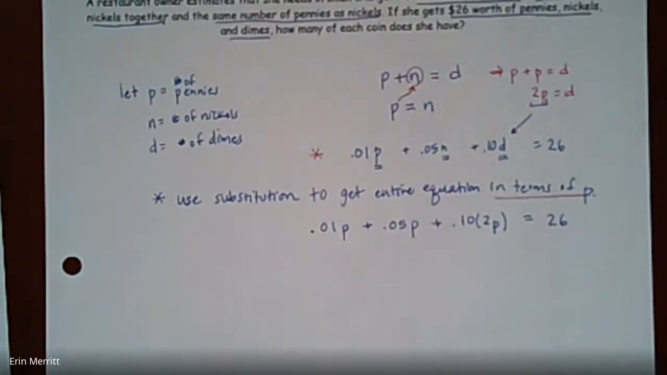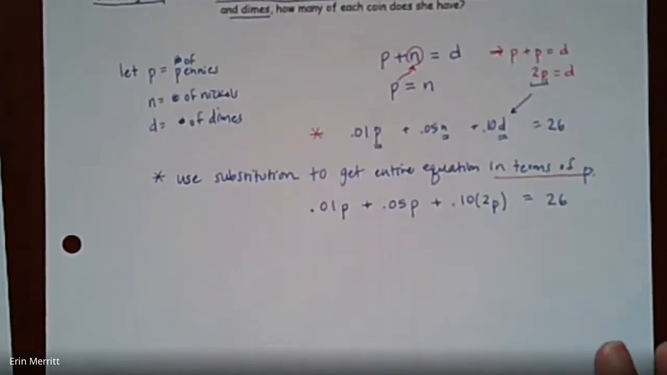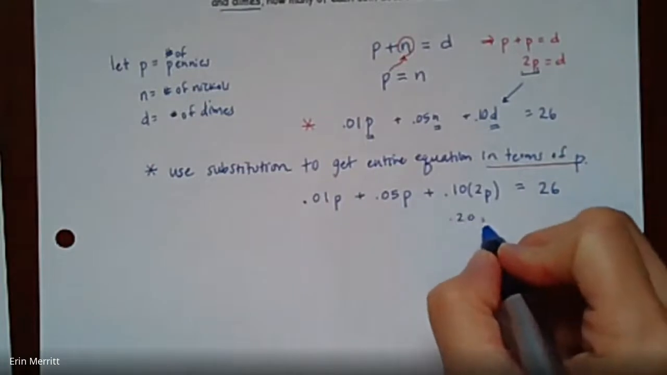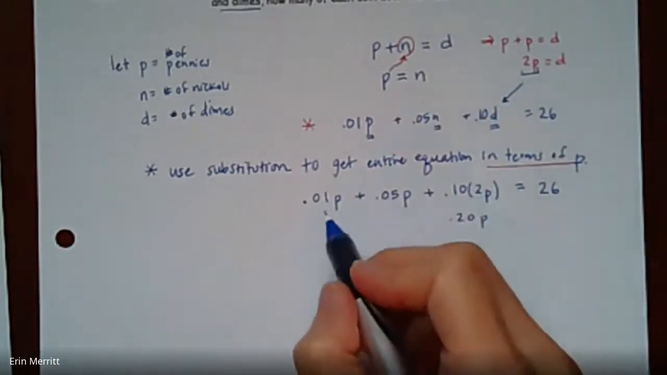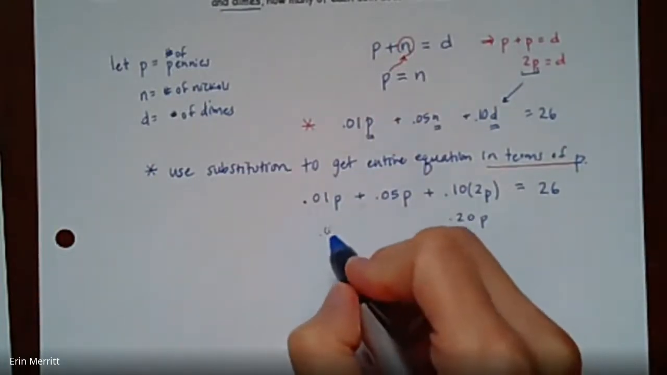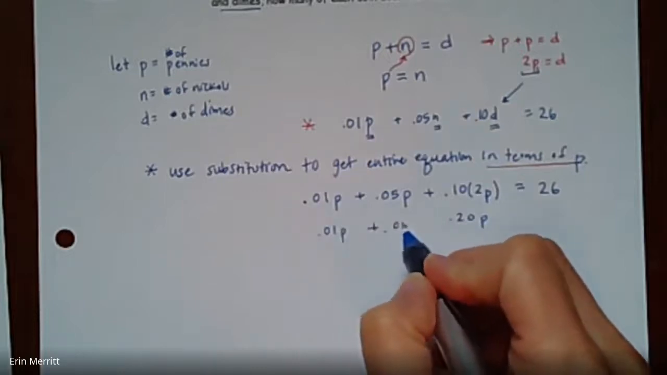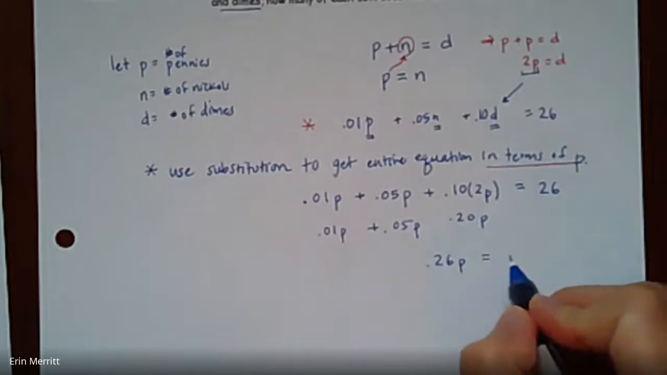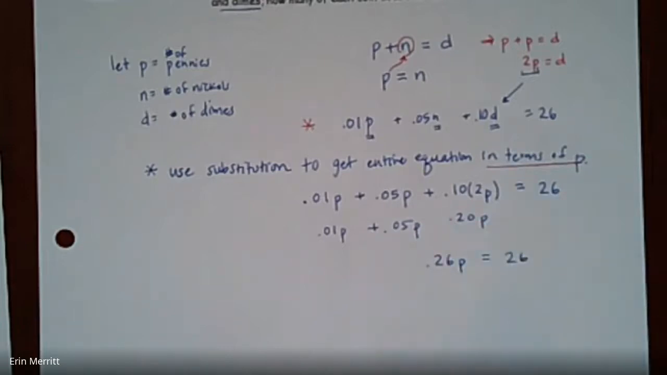Now we have everything in terms of P. This is just a basic old linear equation. So let's add some stuff together. That's going to give us 0.20p. And then when we add everything on up, so 0.01 and 0.05, that's going to give us 0.26p equals 26. So that's not too bad.